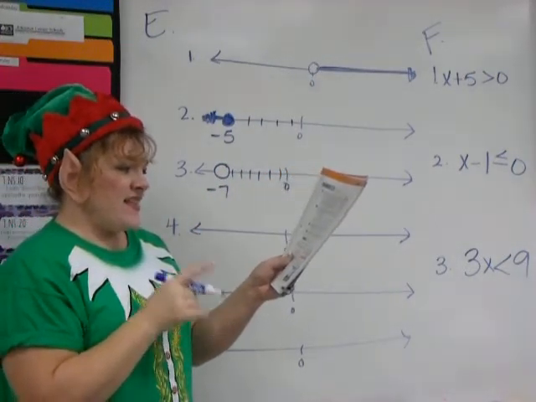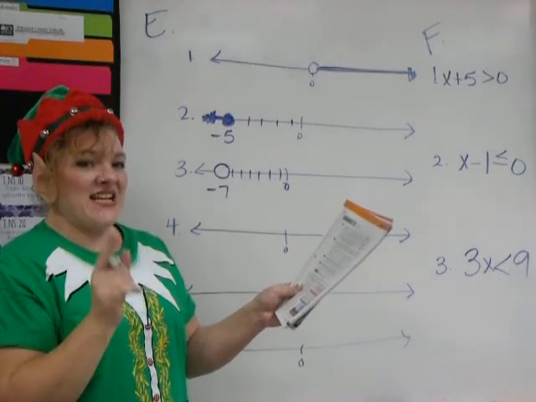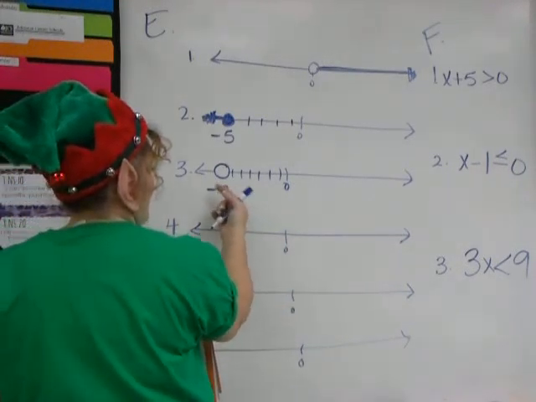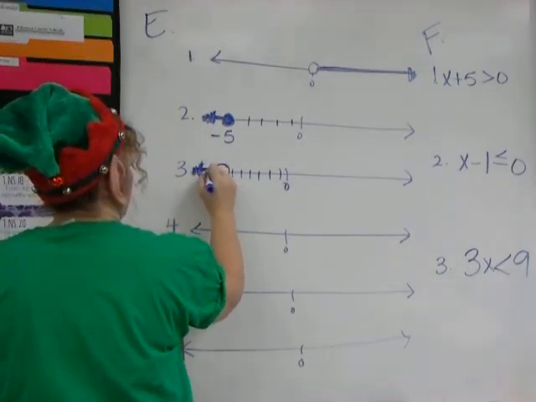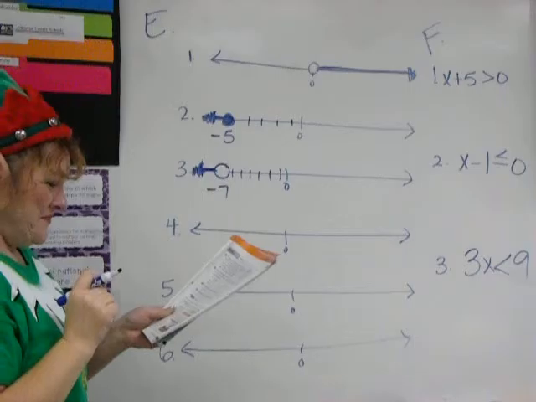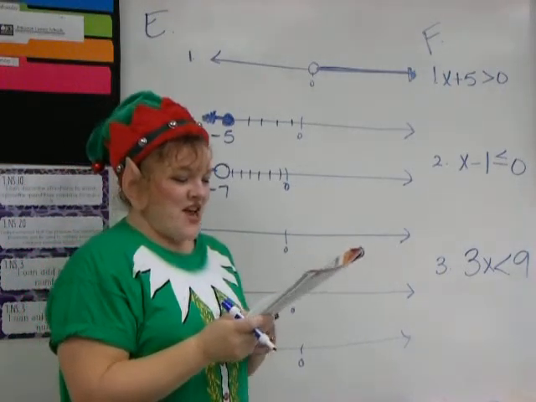Then it says X was less than 7. Which numbers are less, right or left? Left. Good. No, I really put the paper down. I said it wrong. Number 4.